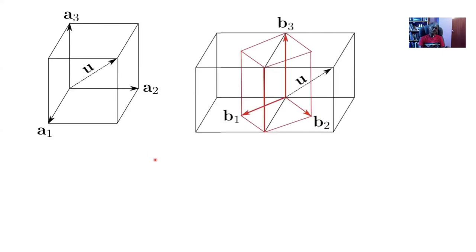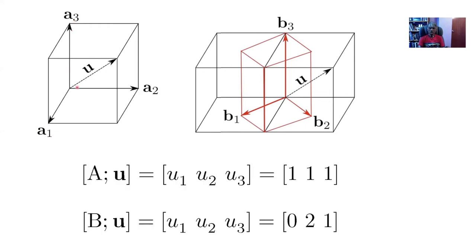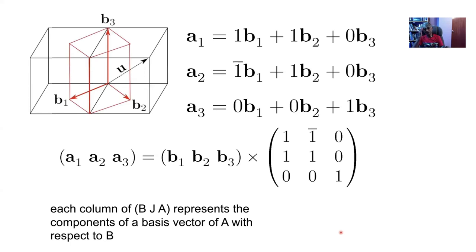So in this slide, we have a vector u, which in this basis A, where we have the basis vectors A1, A2, and A3, has components u1, u2, u3, which in this case are 1, 1, 1. Okay, so this is the vector u in the basis A. Now, in the basis B, this vector u has different components. It's the same vector, same magnitude, same direction, but because the basis vectors are different, its components are 0, 2, 1. So we need a method of transforming the components from one basis to the other, one crystal to the other. Okay? And the way we do it is actually quite simple.